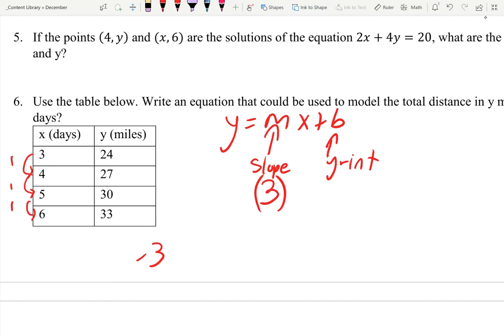Now, how do you find the y-intercept? That's tricky. Well, you can do what we've done in the past, which is use one of these points, plug in this 3 for the x, this 24 for the y.